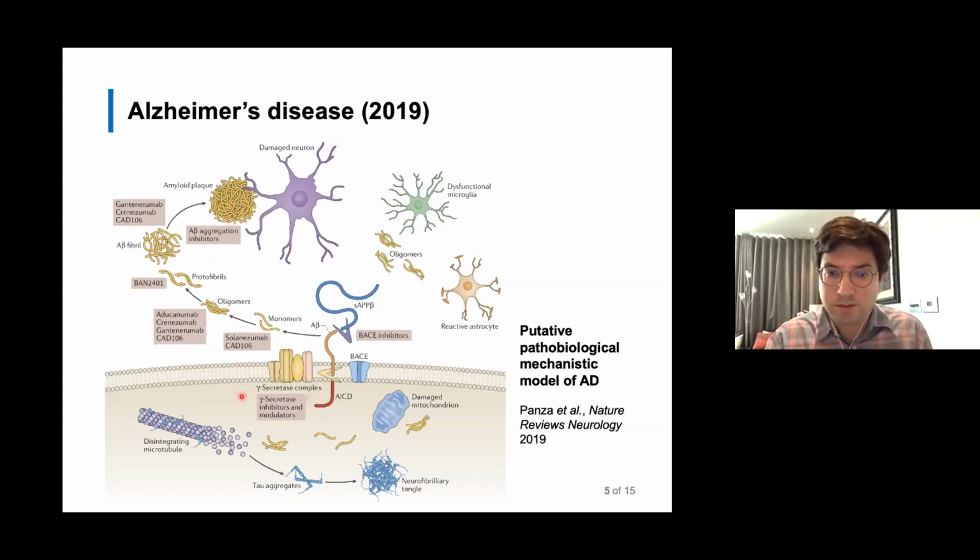Inside neurons, evidently this doesn't concern the APP protein. We have the tau protein, these blue circles. These tau proteins, they get a modification that's called a hyperphosphorylation modification. They aggregate, they form neurofibrillary tangles. So these are happening inside neurons, and these too lead to neuronal death.